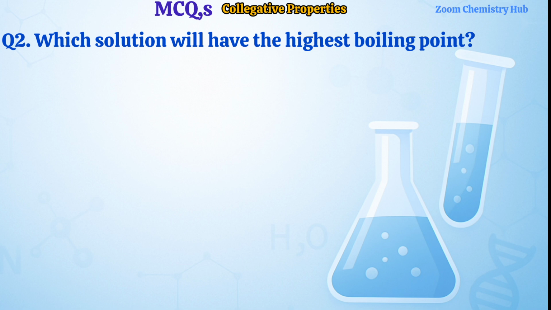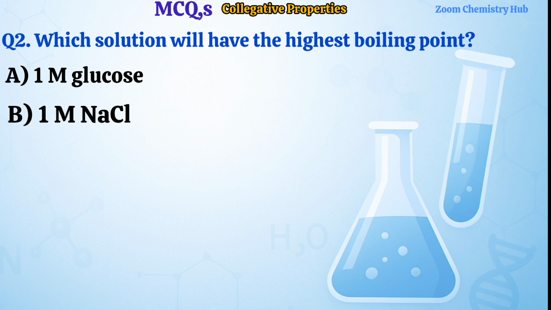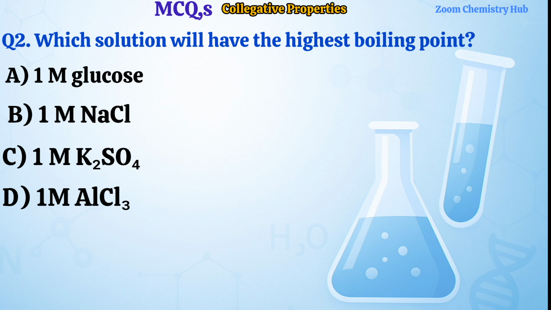Next question, which solution will have the highest boiling point? Option A, 1 molar glucose solution. Option B, 1 molar sodium chloride solution. Option C, 1 molar potassium sulfate solution. And option D, 1 molar aluminum trichloride solution.